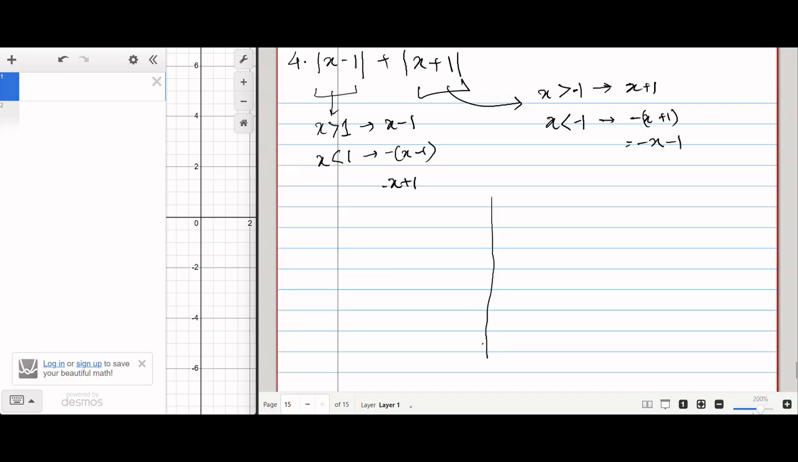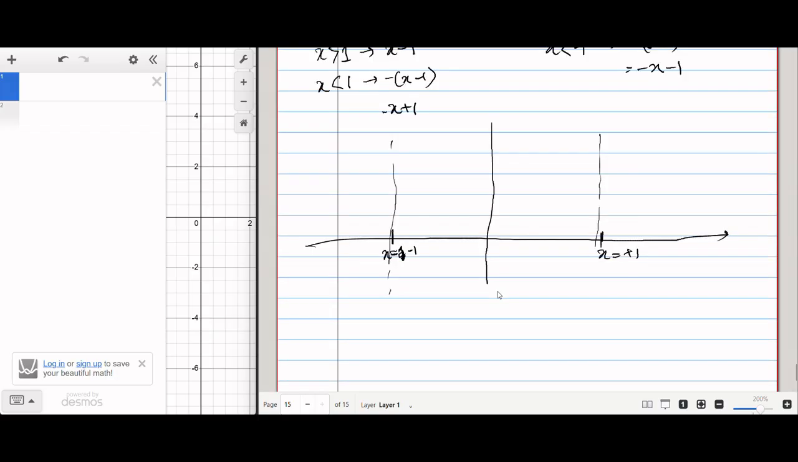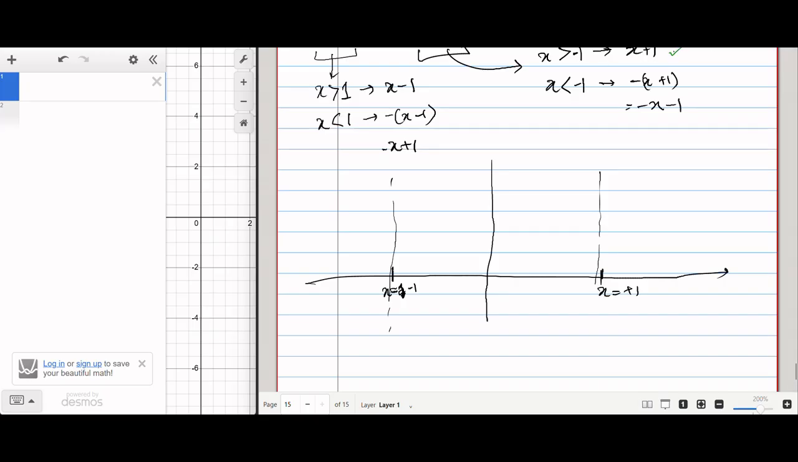Now to plot the function, we'll divide the x-axis into three regions: x less than minus 1, minus 1 to 1, and x greater than 1. For the second term, in x less than minus 1 we get minus x minus 1, and for x greater than minus 1 we get x plus 1, which starts from minus 1 and goes to infinity.